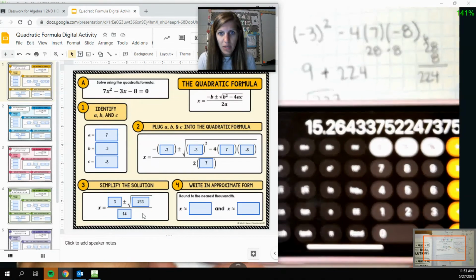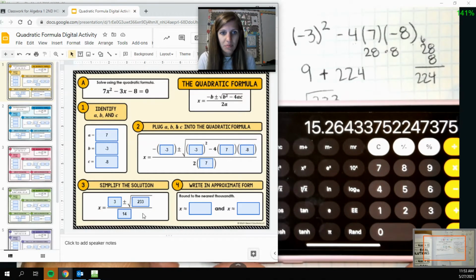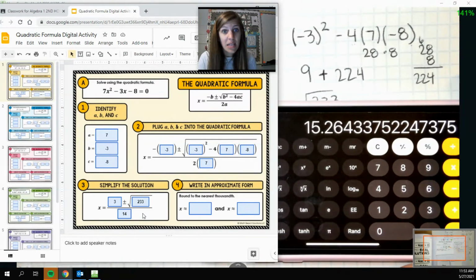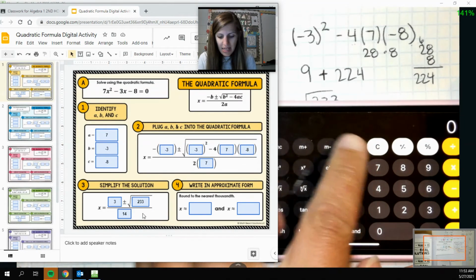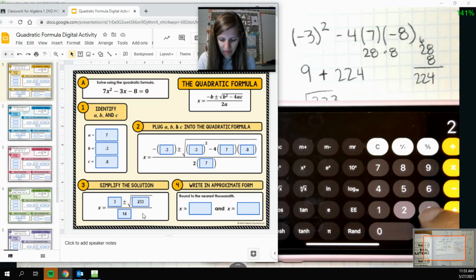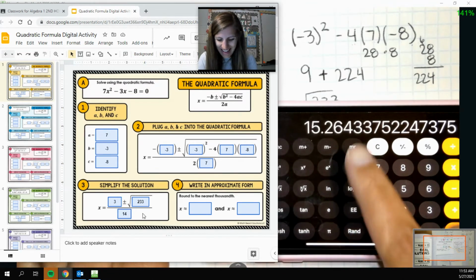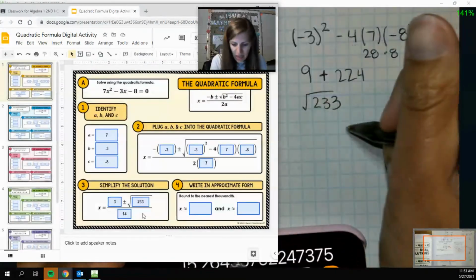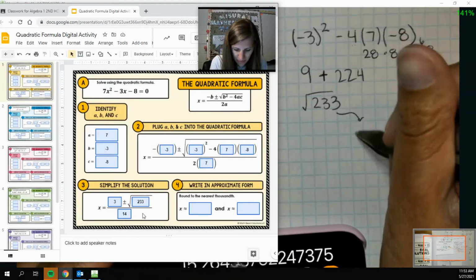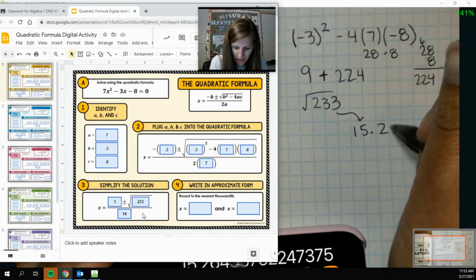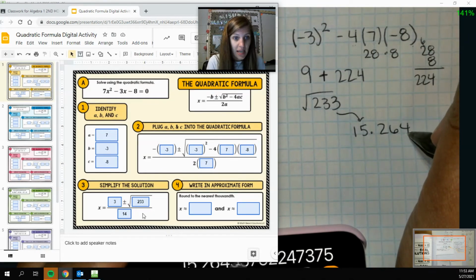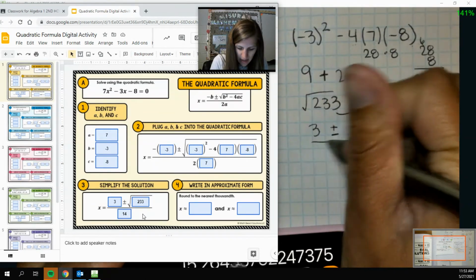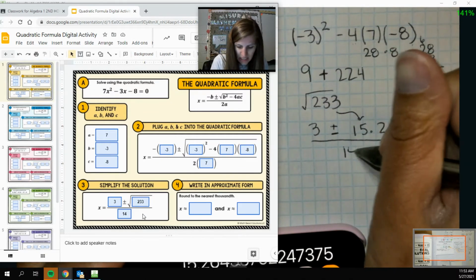So, 15.264. And this one says that we want to round to the nearest thousandth. So that's 3 places past. So then I look at the 4th number and I don't round up. So I keep it. So this is 15.264. Now that is being added and subtracted with the 3 and then being divided by 14.